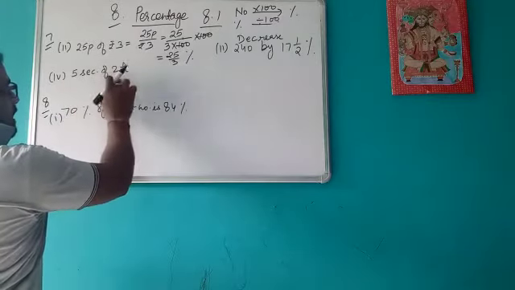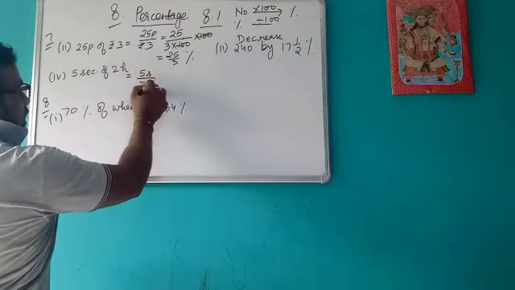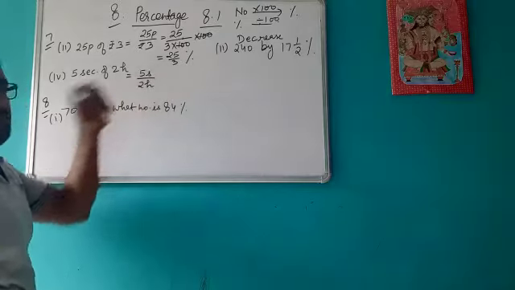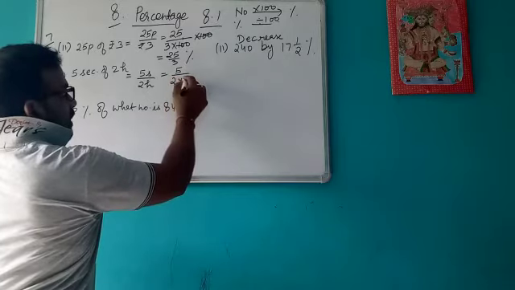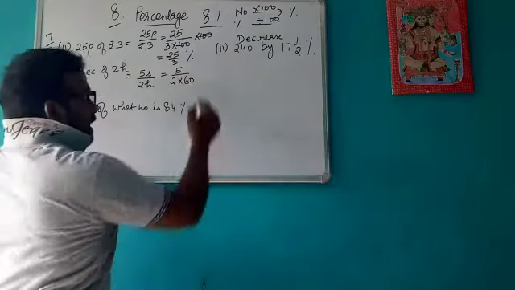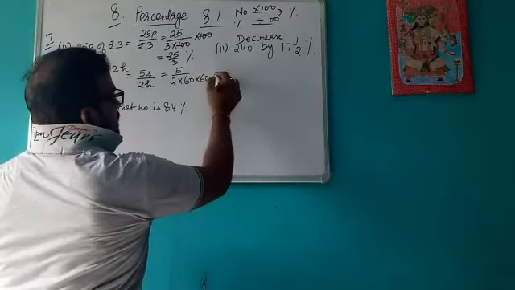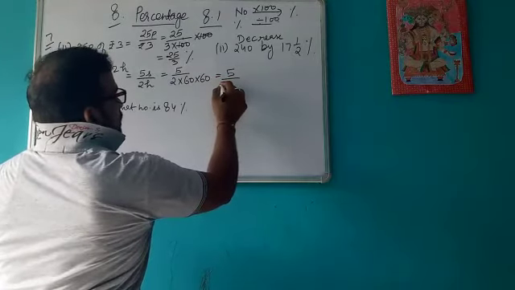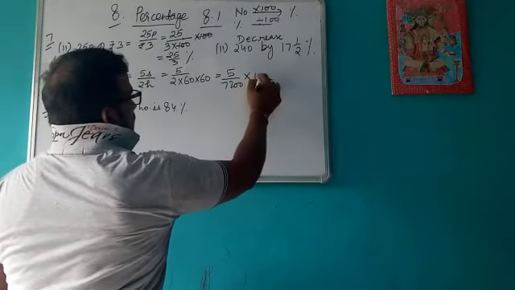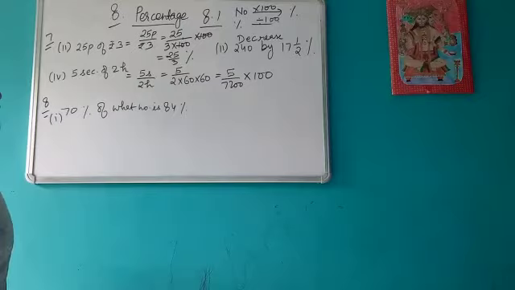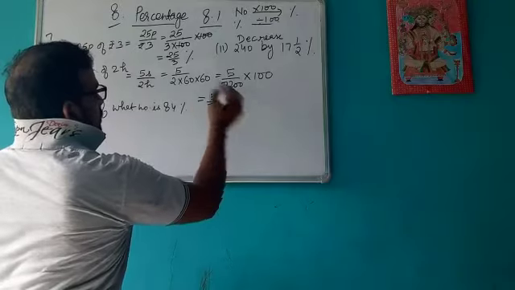Then we have to convert 5 seconds out of 2 hours into a percentage. So it is 5 seconds and 2 hours. Since one is in seconds and the other in hours, we have to convert the hours into seconds first. In 1 hour, how many minutes are there? 60 minutes. And in 1 minute, how many seconds are there? 60 seconds. So finally what you will get is 5 upon 7200. Now we will multiply by 100, so our answer will be 5 upon 72%.